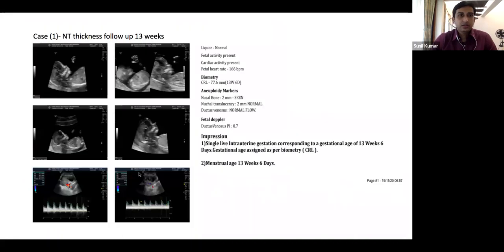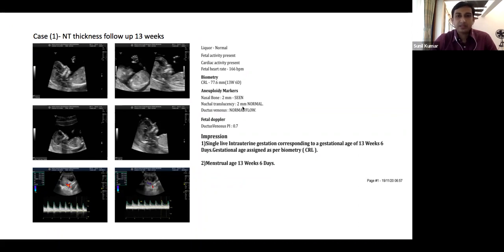Next, we followed up. The patient came back at 13 weeks. At 13 weeks, as you see here, the baby is a little bit extended. Here you can see that the nuchal translucency has become normal. It is 2 millimeter now.